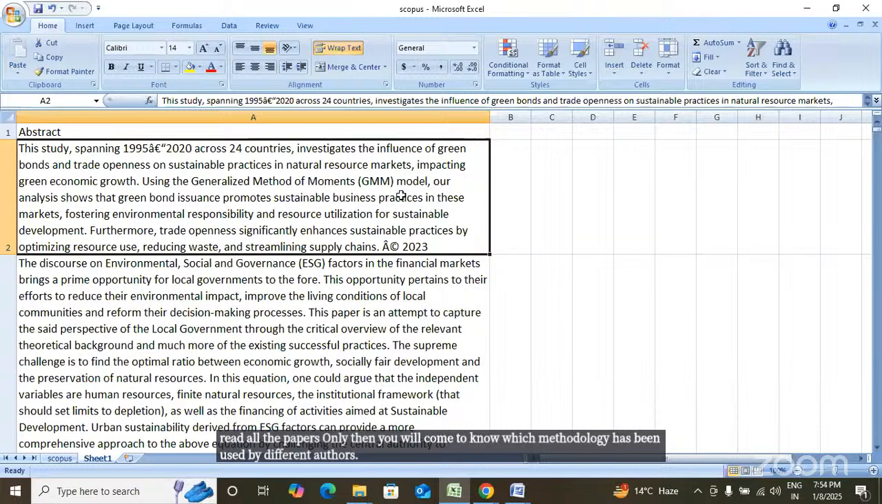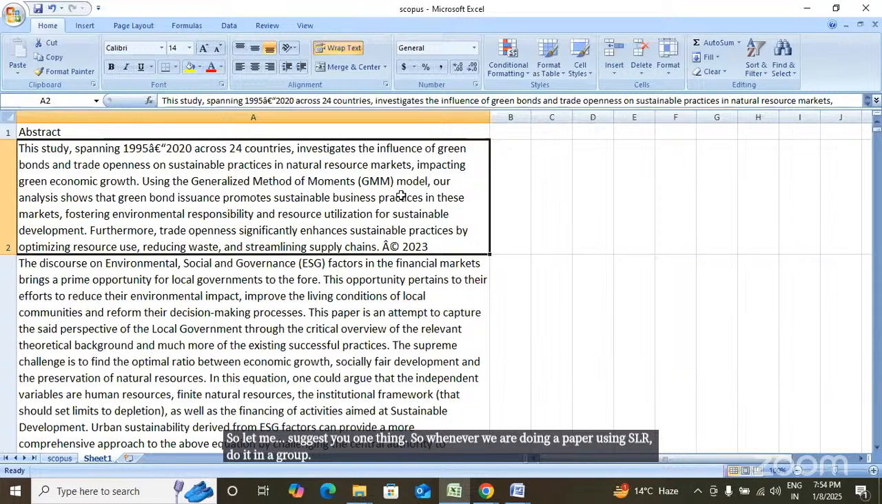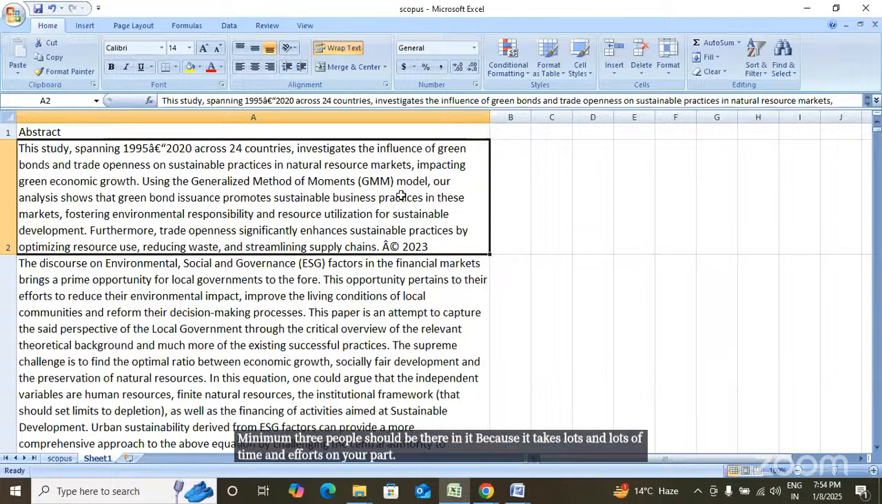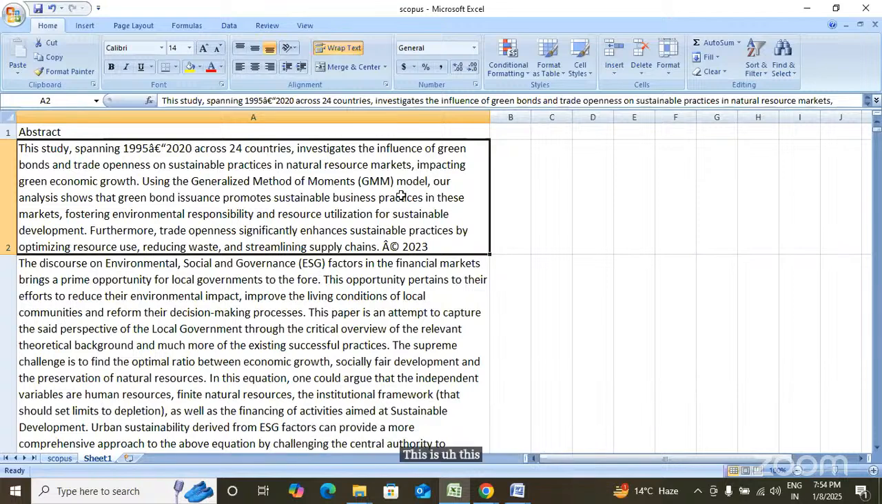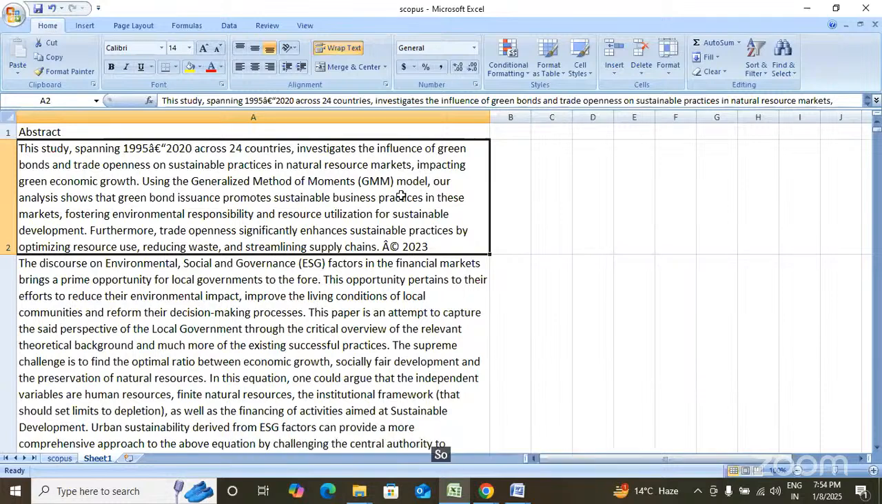So let me suggest one thing. Whenever we are doing a paper using SLR, do it in a group. A minimum of 3 people should be there, because it takes lots and lots of time and effort on your part. This paper really needs hard work, so it is not easy for a single person to do all the things by himself or herself. So it is always recommended: whenever you are doing an SLR, do it in a group, a minimum of 3 people, right?